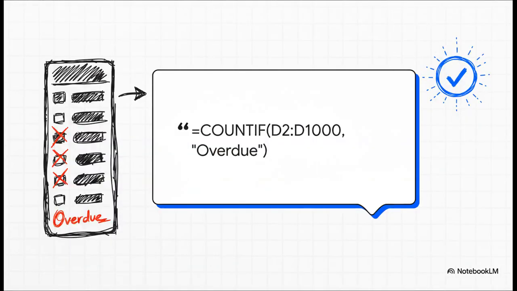For instance, let's say you have a huge list of invoice statuses in column D. This formula right here instantly tells you exactly how many of those invoices are marked overdue. No more filtering, no more manual counting. Just a perfect, immediate answer.